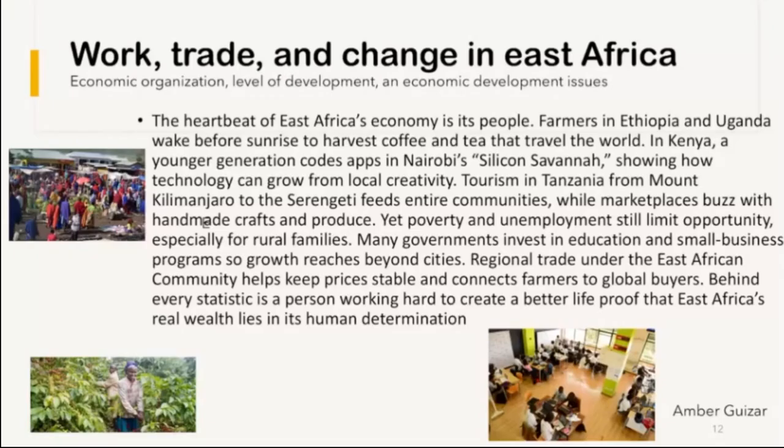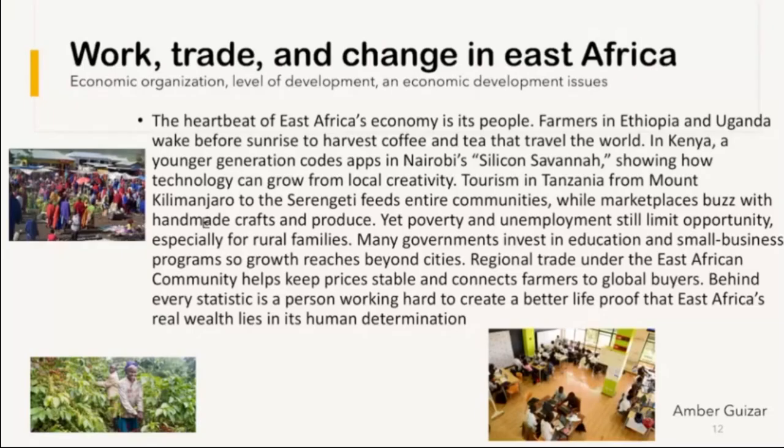The heartbeat of East Africa's economy is its people. Farmers in Ethiopia and Uganda wake before sunrise to harvest coffee beans and tea that travel the world. In Kenya, a younger generation codes apps in Nairobi's Silicon Savannah, showing how technology can grow from local creativity. Tourism in Tanzania, from Mount Kilimanjaro to the Serengeti, feeds entire communities, while marketplaces buzz with handmade crafts and produce. Yet poverty and unemployment still limit opportunity, especially for rural families.